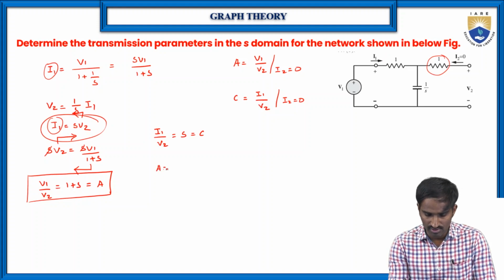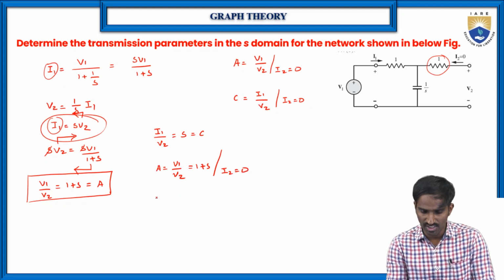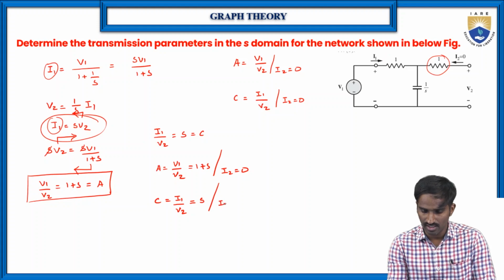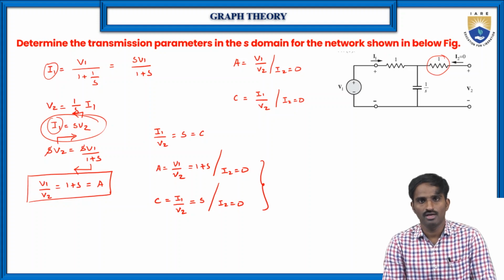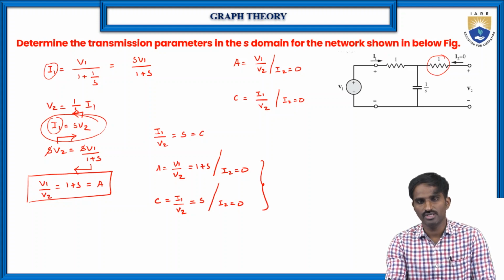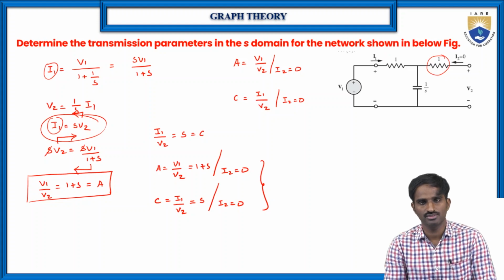Then A is equal to V1 by V2, which is equal to 1 plus S, at I2 equal to 0. Similarly, C is equal to I1 by V2, which is equal to S, at I2 equal to 0. So now we have calculated A and C by using this particular circuit. The condition for this circuit is that we have applied the open circuit at the output terminals and we are connecting the voltage source V1 at the input side.